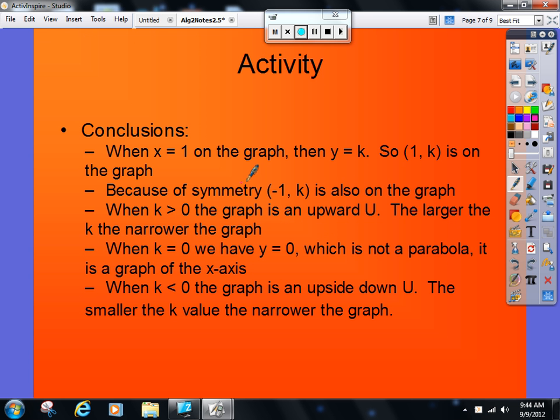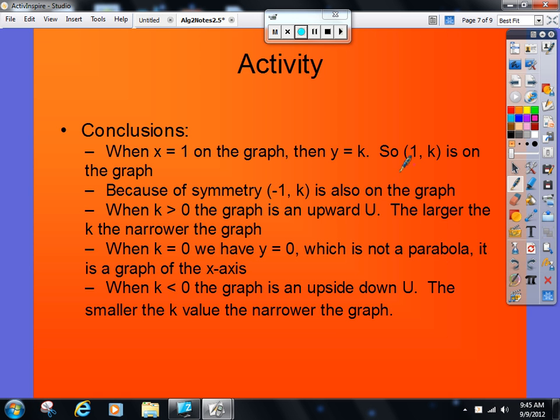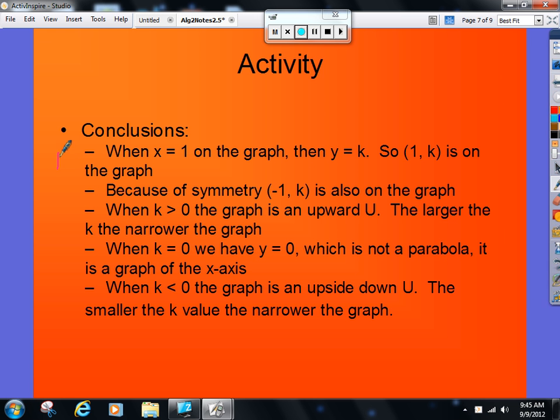Okay. We are going to do an activity in class, hopefully tomorrow, where we'll explore the graph of y equals kx squared by plugging in different values of k. These are the things you should get from that, and I would include them in my notes. The ones that are of super importance to me are these two. They don't always come naturally to kids. 1, k is automatically on a graph, and negative 1, k is also on the graph. And that's what I'm going to use right now on this next example.